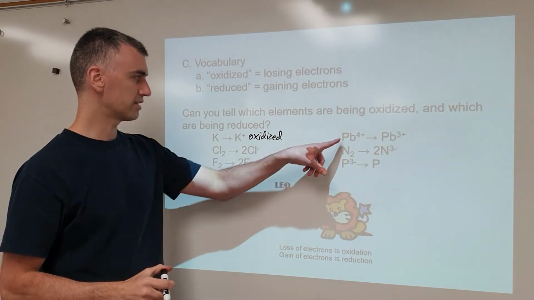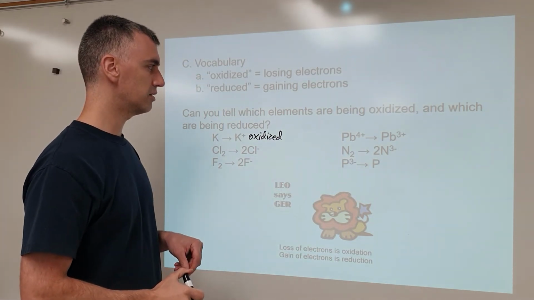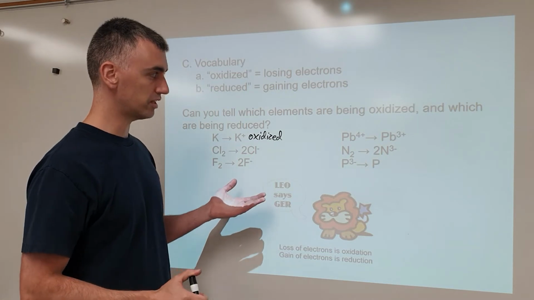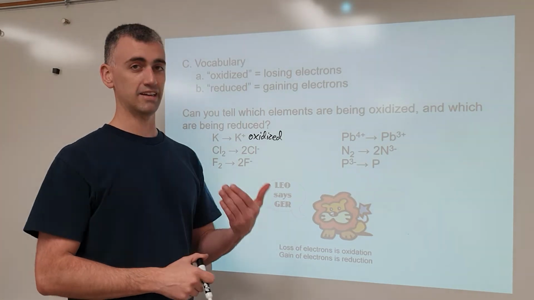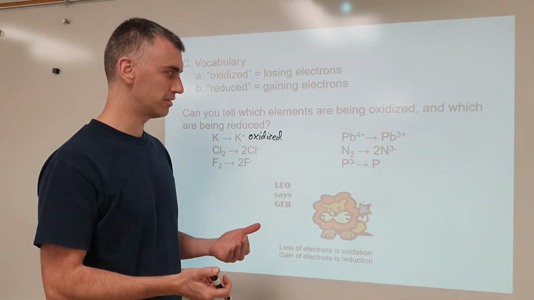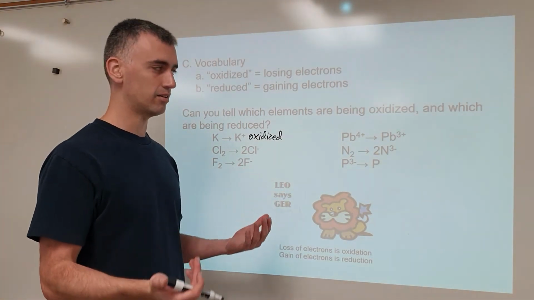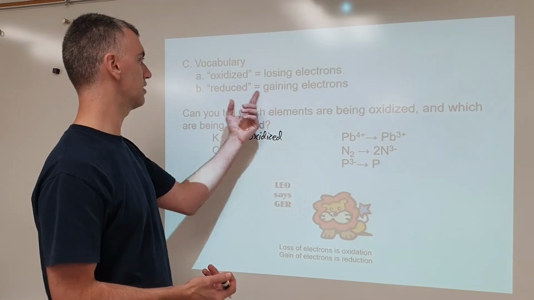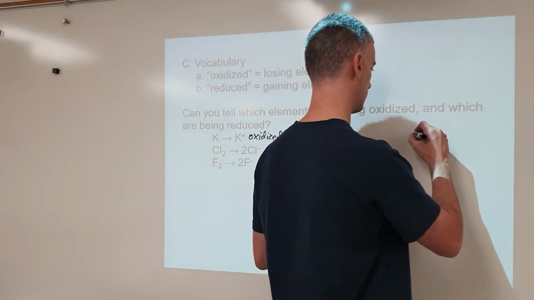We can do the same thing with this lead up here. So the lead +4 goes to lead +3. We have to think, do you get that from adding negative or subtracting negative? And the answer is you get that by adding negative. So that means you're adding electrons. And when we look at this, reduce means gaining electrons.